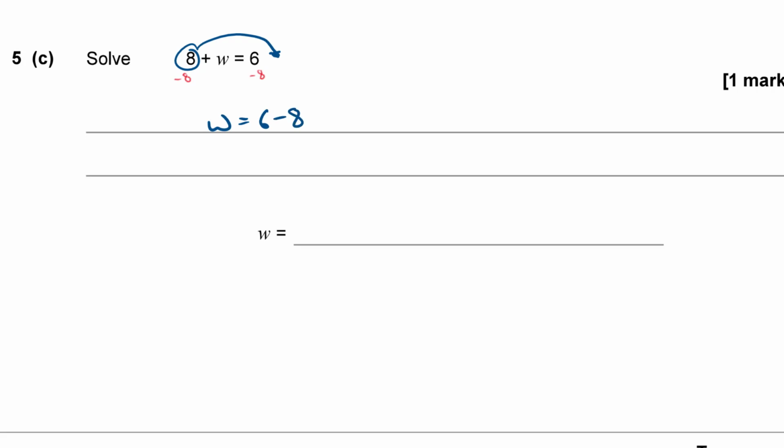Now, lots of students make mistakes with this because they just read that as 8 subtract 6 and write down the answer 2. It isn't, it's 6 subtract 8. We're taking away more than we've got, haven't we? So we're going to end up with a negative number. So w equals 6 subtract 8 is negative 2.